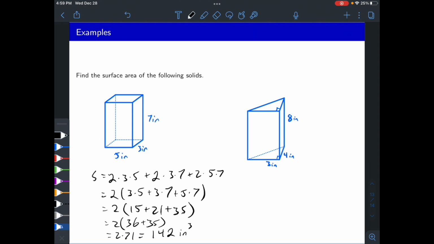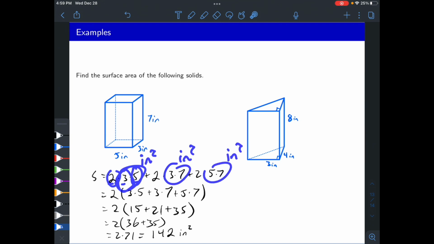Our units would be cubic inches because our units over here would be inches. So we're doing inches times inches. Oh, sorry, that's wrong. That would be square inches. We're doing 2 times 3 times 5, and it's two groups of 3 inches times 5 inches. So the units over here would be square inches. Units over here would be square inches. Units over here would be square inches. You add all those units together and you just get square inches.